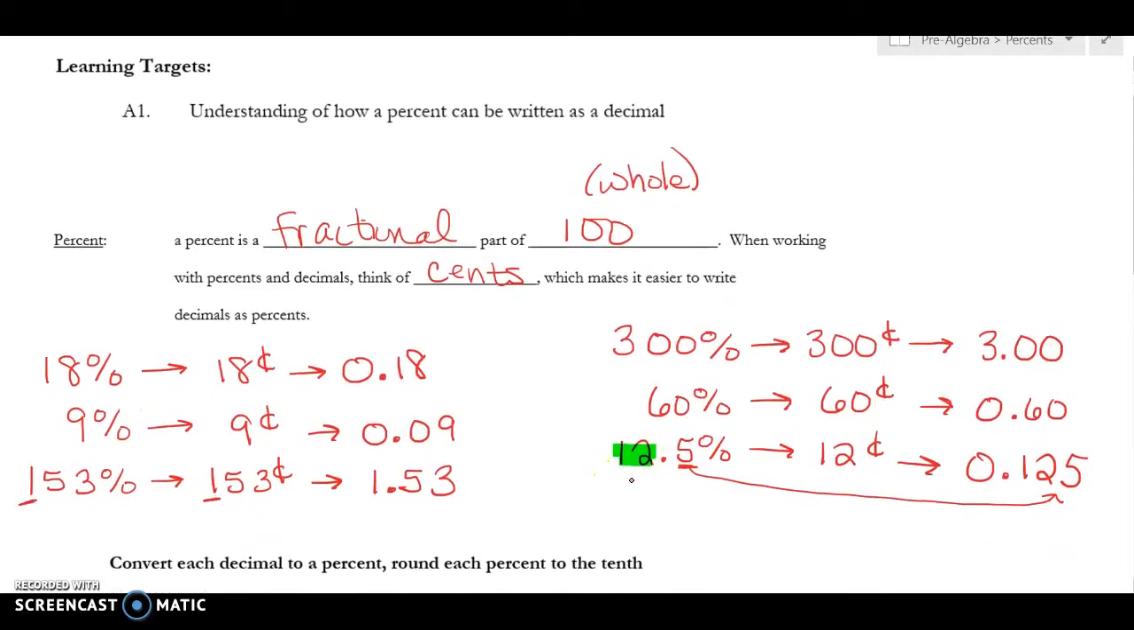Same idea for the next one. 5.63%. Well, I'm looking at the whole percent that I have, and the whole percent I have is 5%. So that's what I worry about. 5% is 5 cents. So 0.05. And then the 63 just comes over after it. Some people teach it by moving decimals. I found that when people think about which way to move the decimal, it gets confusing, but people very rarely get confused with cents.